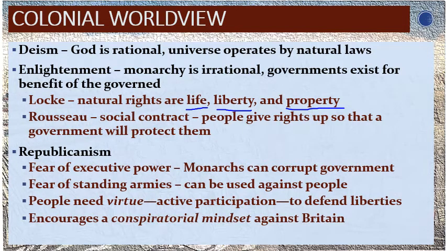Together, these ideas help create a conspiratorial mindset against the British. So the British are off tinkering in England with laws to tax the colonists. The colonists are naturally suspicious. What's going on over there? What are they passing? What are they up to? What are they doing? Are they corrupting our government? Are they raising a standing army? Are they plotting to take away our life, liberty, and property? So the colonists become almost paranoid about the British government and what the British are up to in the 1760s.